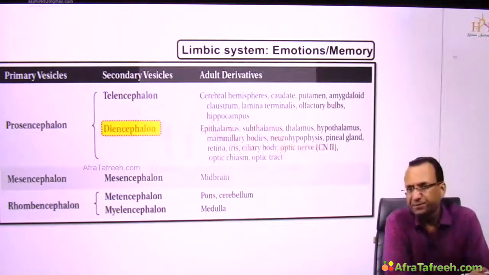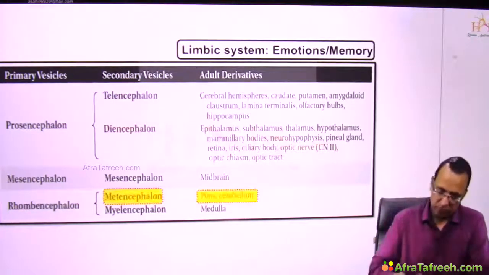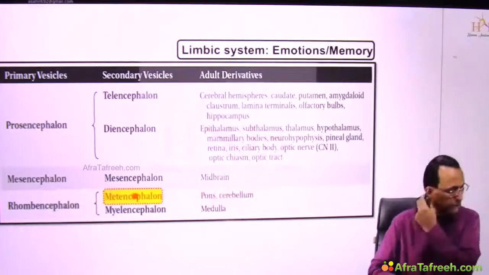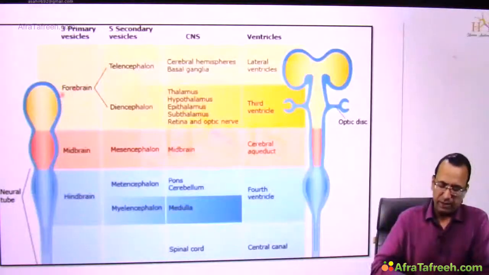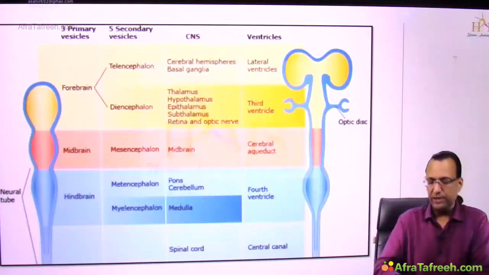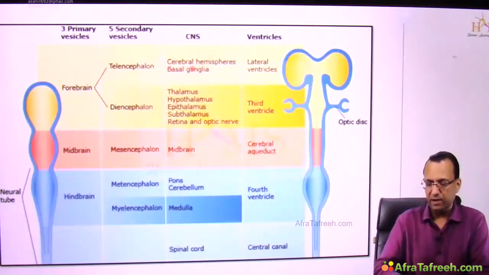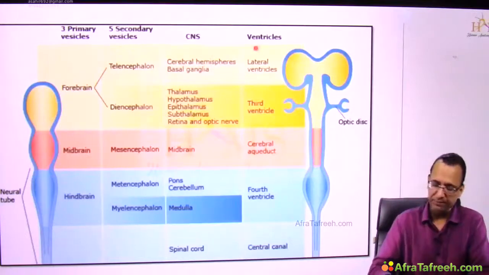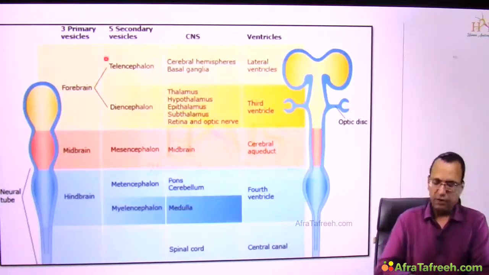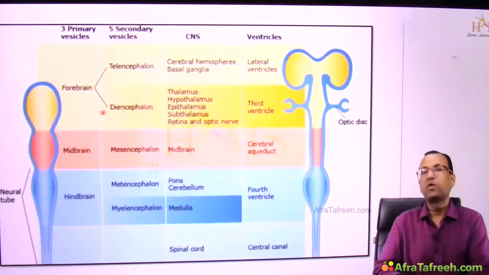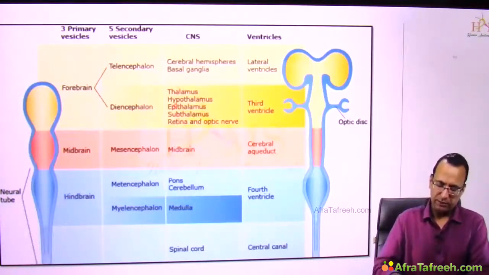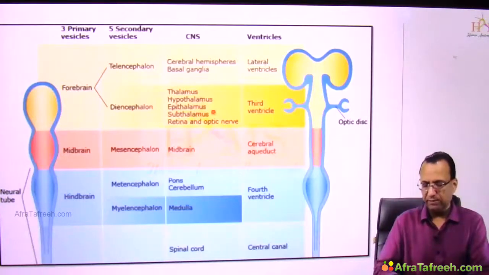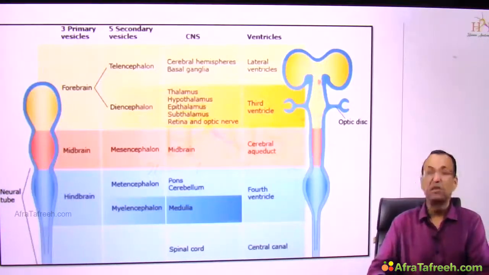And what about the pontocerebellum? If you say pontocerebellum, it is metencephalon, part of the brain. See, in the beginning, we have forebrain forming telencephalon and diencephalon, and the telencephalon has cerebral hemisphere and basal ganglia, which is shown here with the lateral ventricles. If you say forebrain, you have diencephalon, which will include the thalami, which could be hypothalamus, epithalamus, subthalamus, even the retina and optic nerve, and it is having the third ventricle, which is the midline ventricle. Third ventricle is the ventricle of diencephalon.